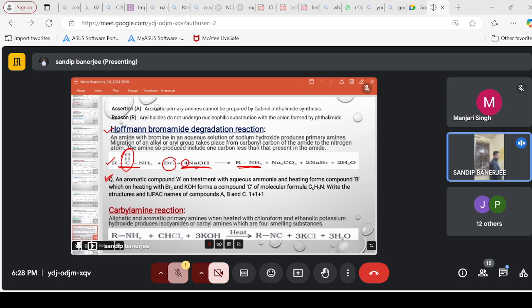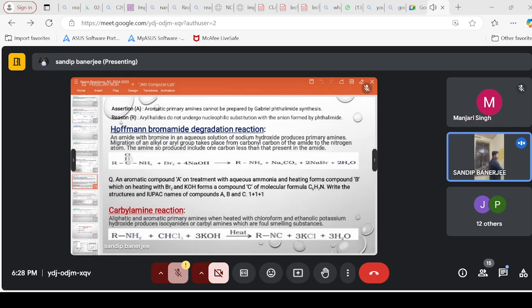Carbylamine reaction is sometimes asked. This is actually the detection or identification reaction of 1-degree amine, not for the 2-degree and 3-degree amine. Now, in any mixed system, let's think about 3 test tubes with primary, secondary and tertiary amine present. If you are using this chloroform and this KOH, then you will get one isocyanide compound. And this is possible only for the 1-degree amine, not for the 2-degree and 3-degree amine system.